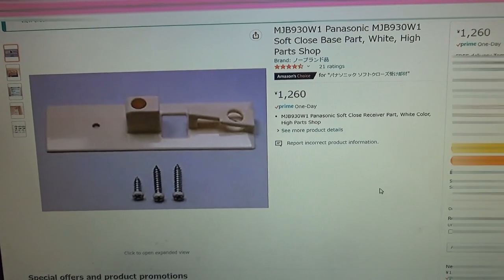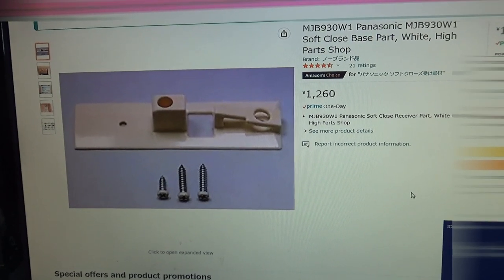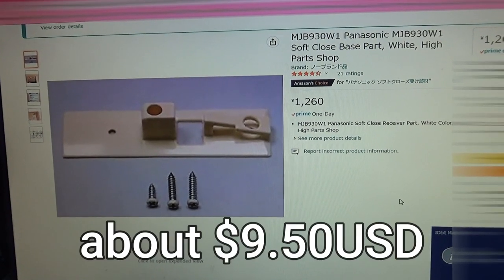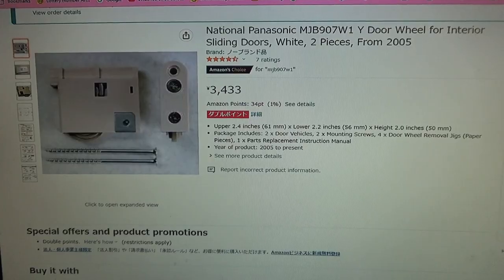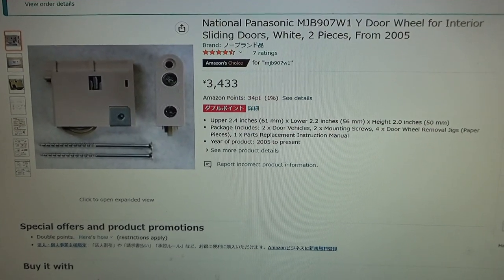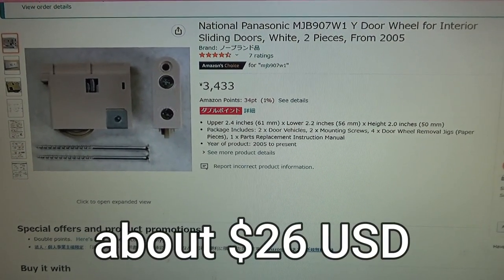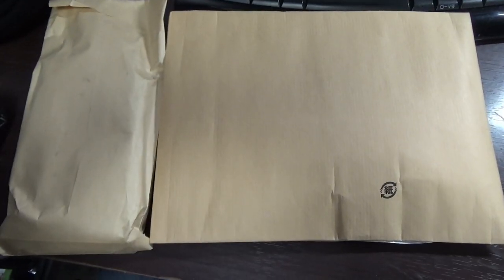You're looking at Amazon Japan's website. And this is the door stopper part that I ordered. It costs 1,260 yen. And here's the wheel that I need for the bottom of the door. It costs 3,433 yen. And here are the packages.